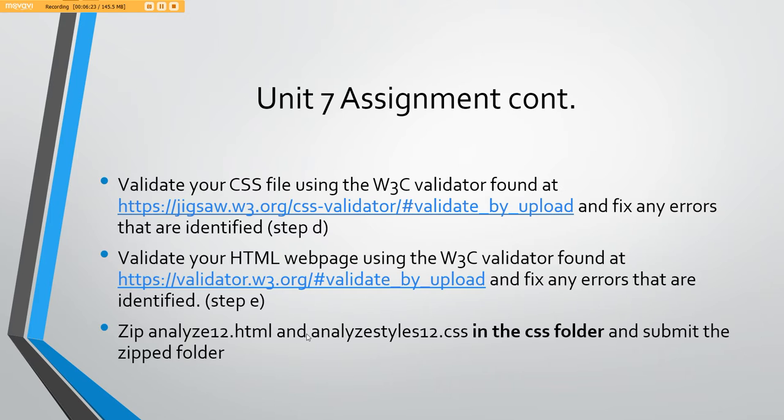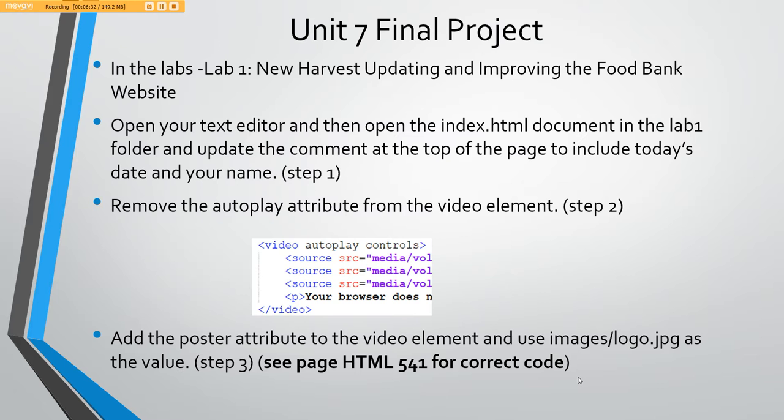Make sure you zip all of the files and keep the style sheet in the CSS folder and submit the zip folder. Now the Unit 7 final project is in the labs, Lab 1, New Harvest: Upgrading and Improving the Food Bank website. So this is all out of the book, but they gave you the instructions in the assignment.